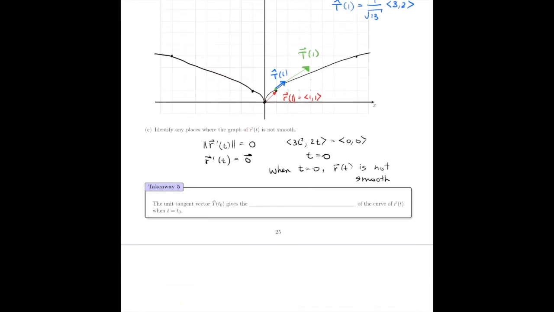All right, so takeaway 5: the unit tangent vector T hat of t naught gives the instantaneous direction of the curve r of t when t is equal to t naught.